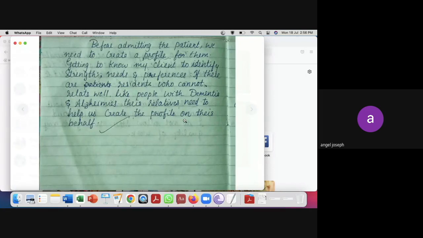All right, so when patients with mental disorders come, what you need to understand is you need to take all this info from their relatives. All right, you need to take all this info from the person who came along with them.